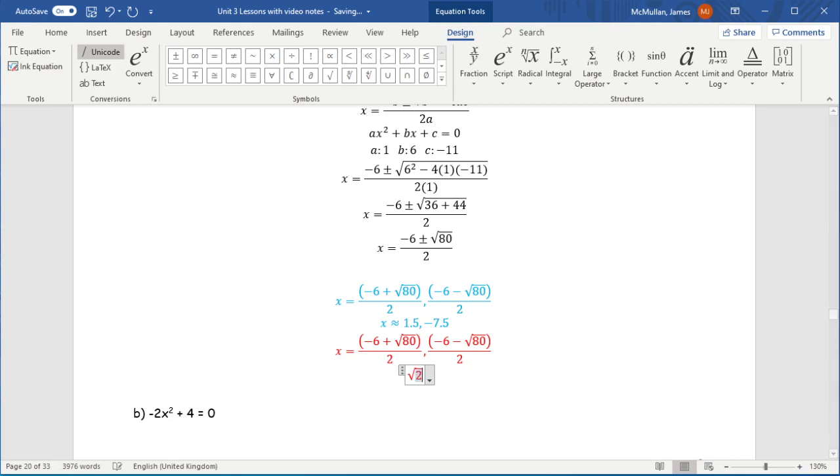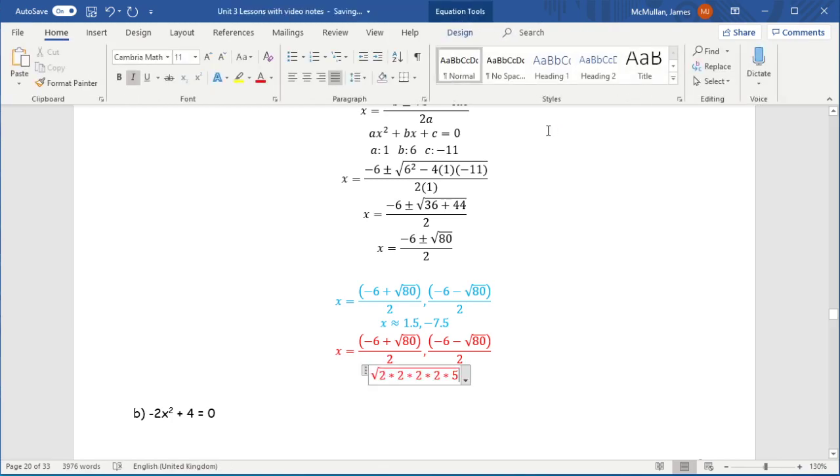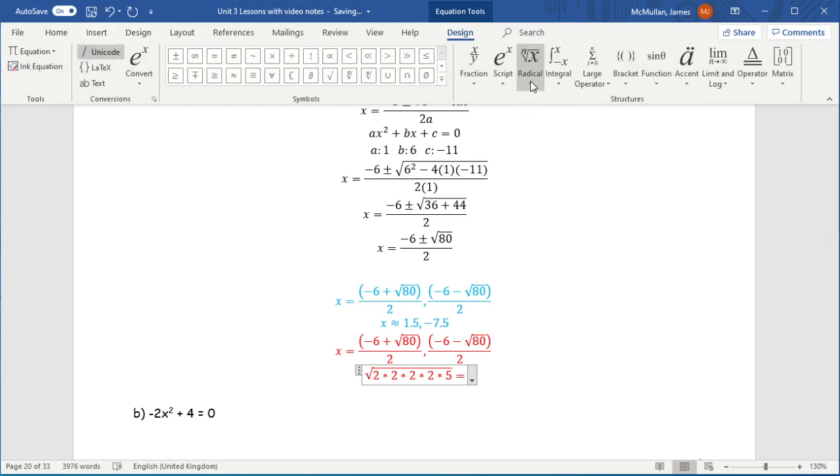Root 80 is 2 times 40. And 40 is 2 times 20. And 20 is 2 times 10. And 10 is 2 times 5. And if you'll notice, what I have here is a sequence of values that are all prime numbers. And we did the prime factorization of 80, right? Which is the way that you do this in order to simplify the root.